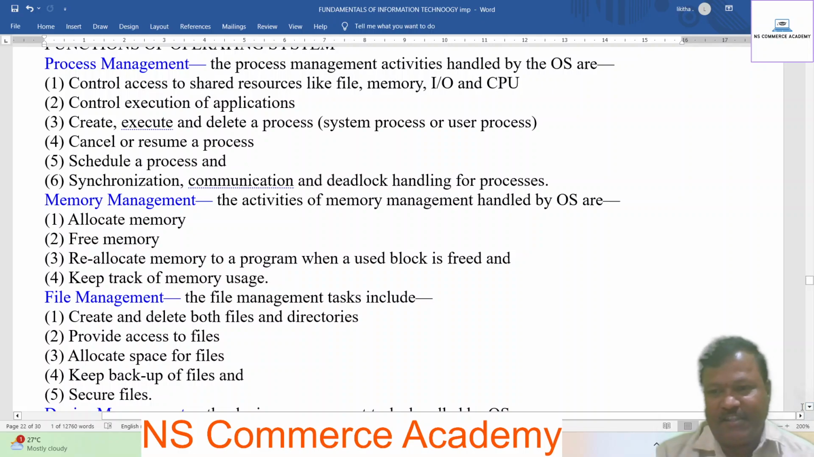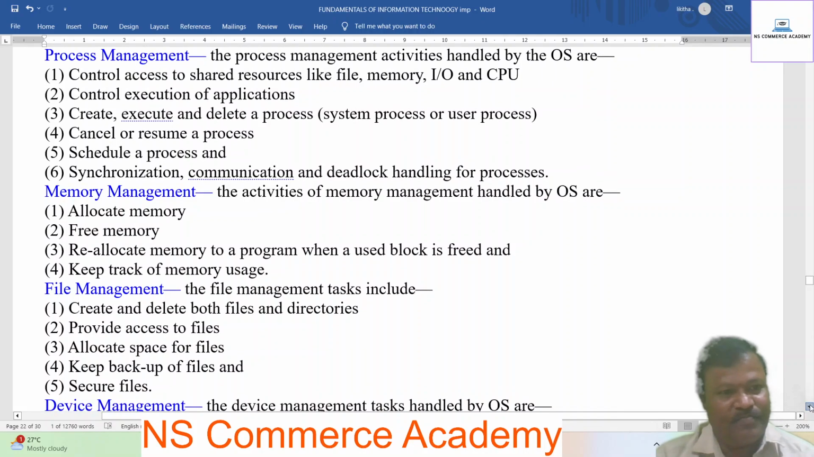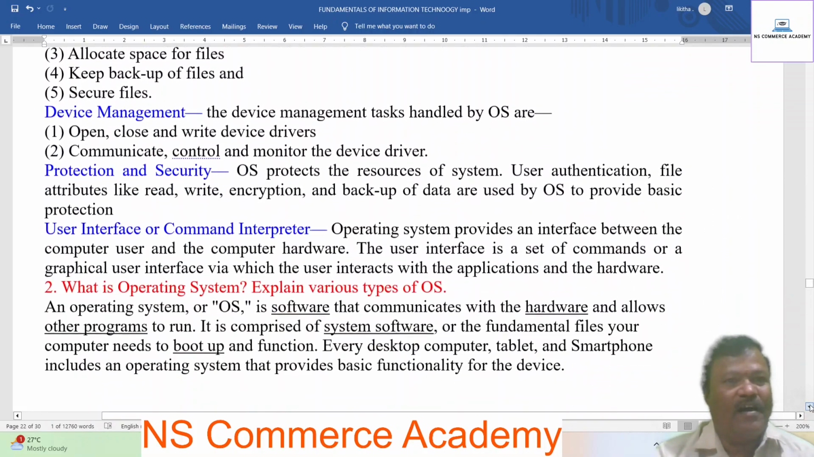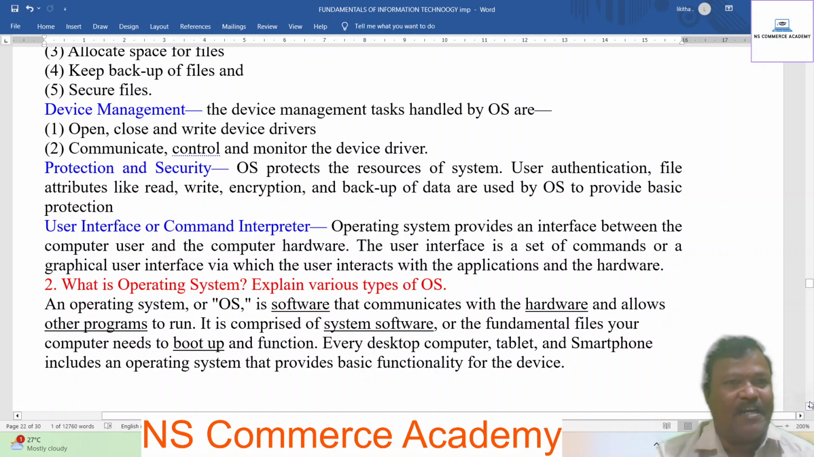The file management tasks include creating and deleting both files and directories, providing access to files, allocating space for files, keeping backup of files, and securing files.